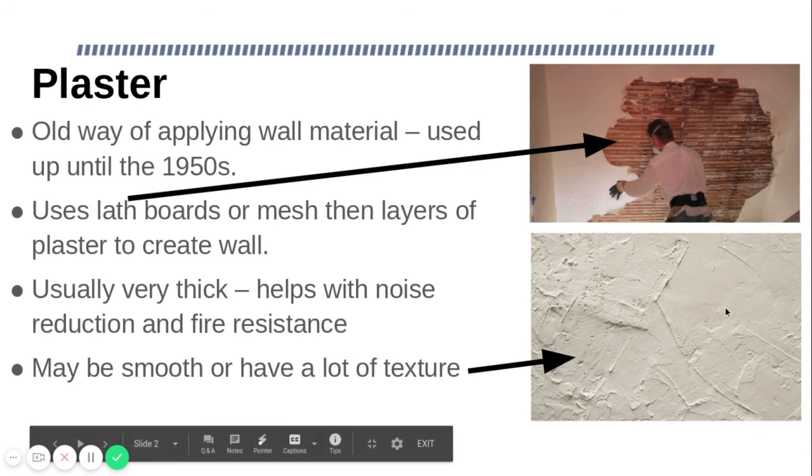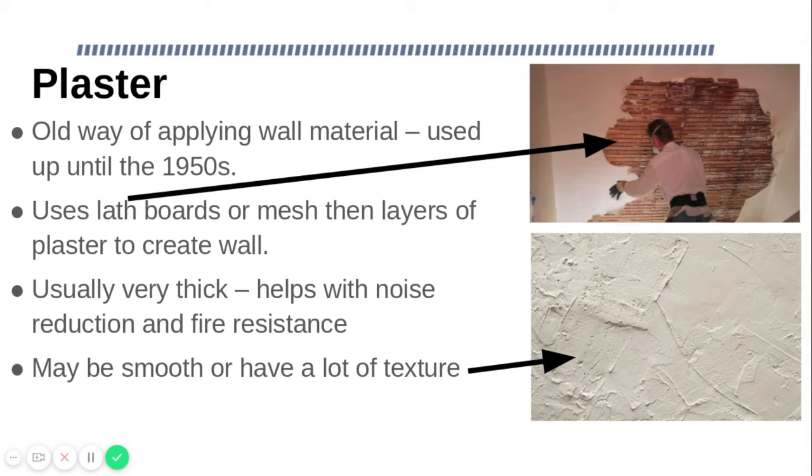Like if you want to get the look of the texture in the bottom picture, using plaster is one way to do that. So the way it's applied is you use lath boards, which are these little strips of wood in this picture, and then you layer the plaster on it, smear it with a trowel on the wall, kind of like icing on a cake in a way, if you want to think of it.